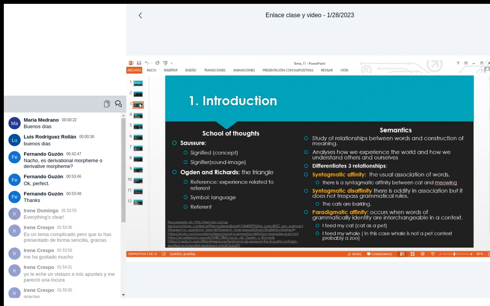So usually the cat meows or the dog barks. This is a syntagmatic affinity because there is a coherence between the one word and the other. Now, we also have the syntagmatic disaffinity, which refers to words that appear in the same sentence but do not have a cohesion between them. We may understand the meaning of the sentence, but it doesn't sound natural to us.